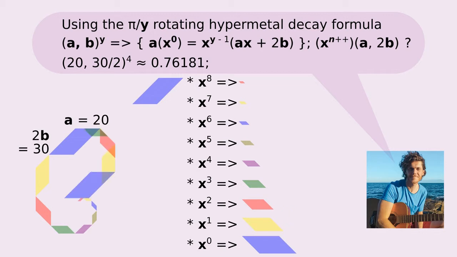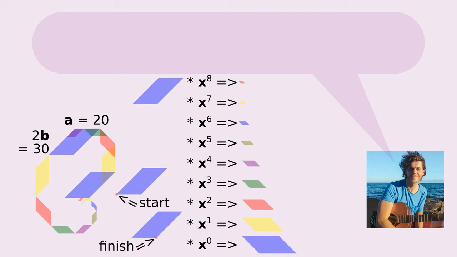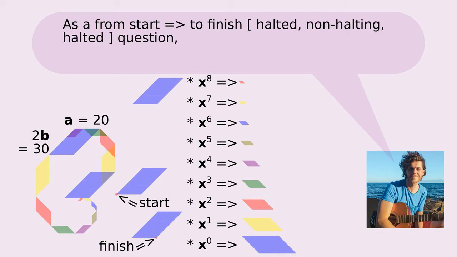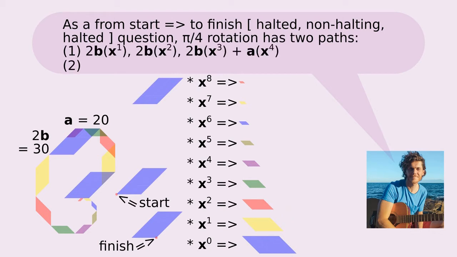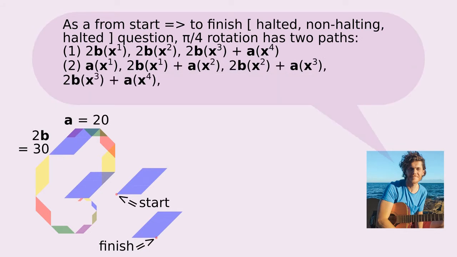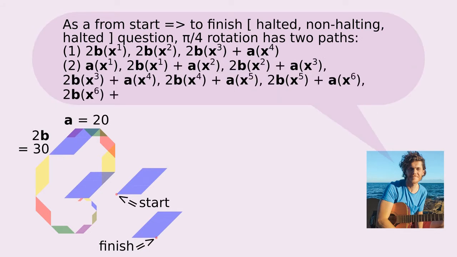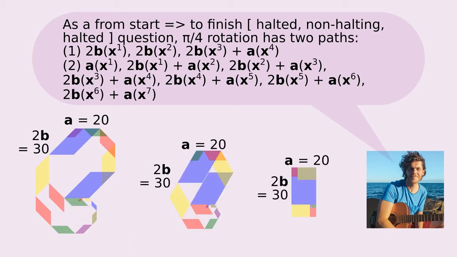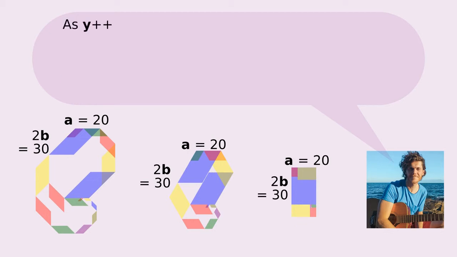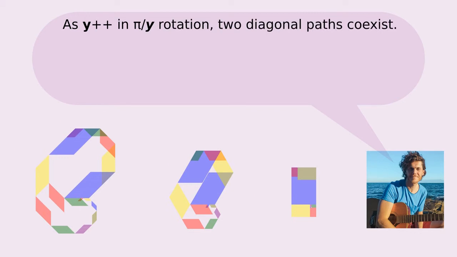First path, the start, and the finish. Pi divided by 4 rotation has two paths, the first and the second. As y increments in pi divided by y rotation, two diagonal paths coexist.